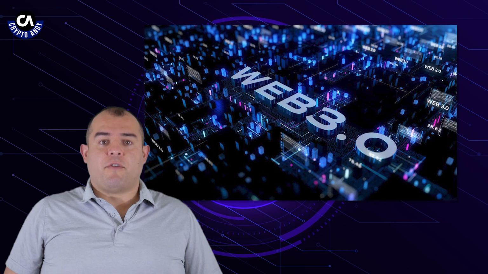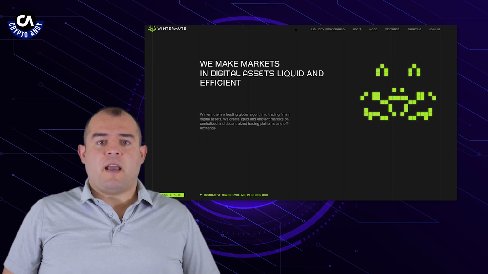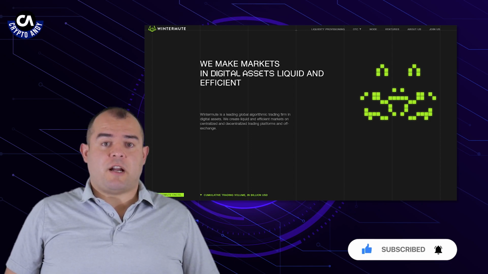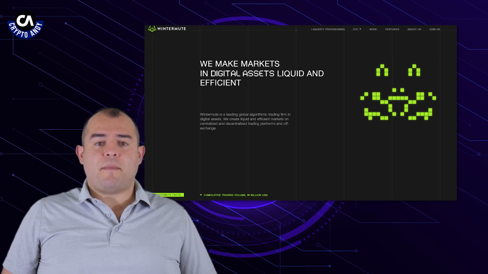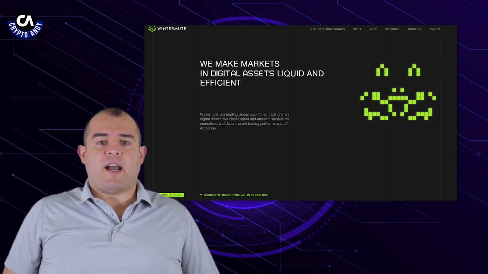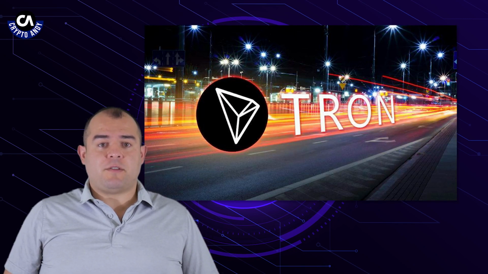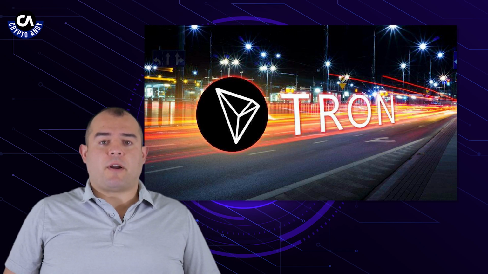Another major update for Tron: in Geneva, Switzerland, on August 31st, Tron announced that Wintermute is now the official market maker for TRX and a strategic partner for the entire Tron ecosystem. In this capacity, Wintermute will provide liquidity for major TRX pairs across various exchanges, boosting greater accessibility to the TRX token. Wintermute, a leading global algorithmic market maker in digital assets, is now the official market maker for Tron.